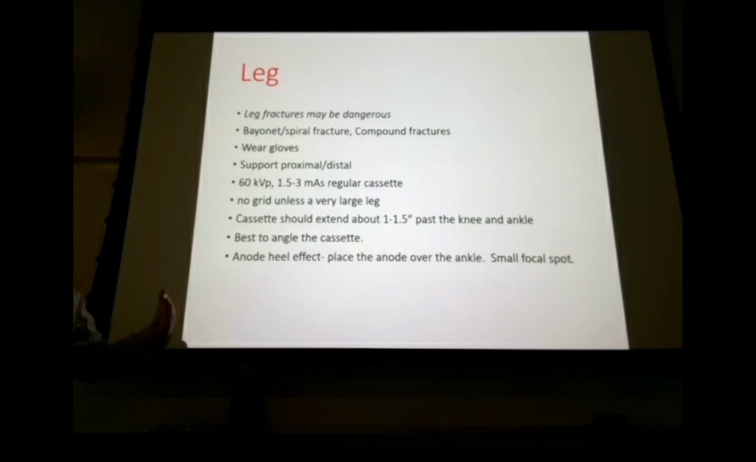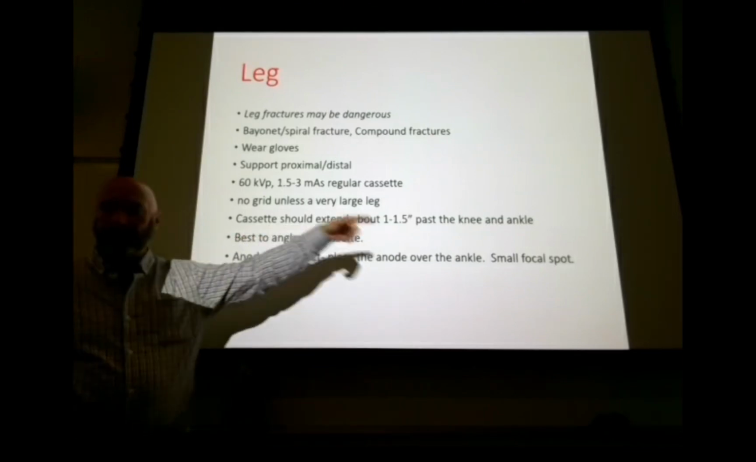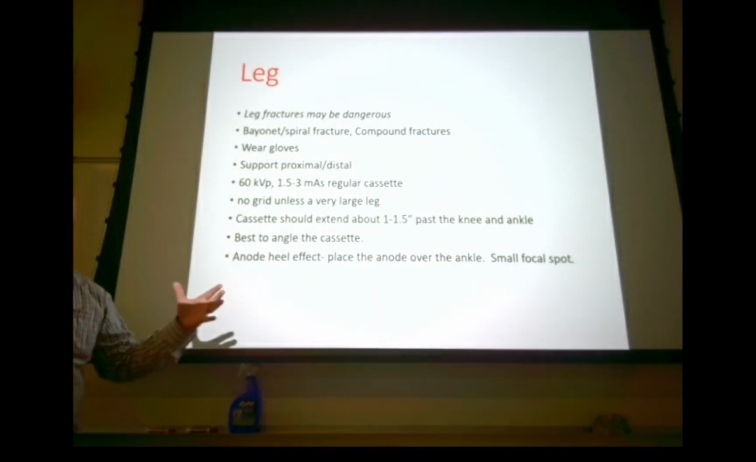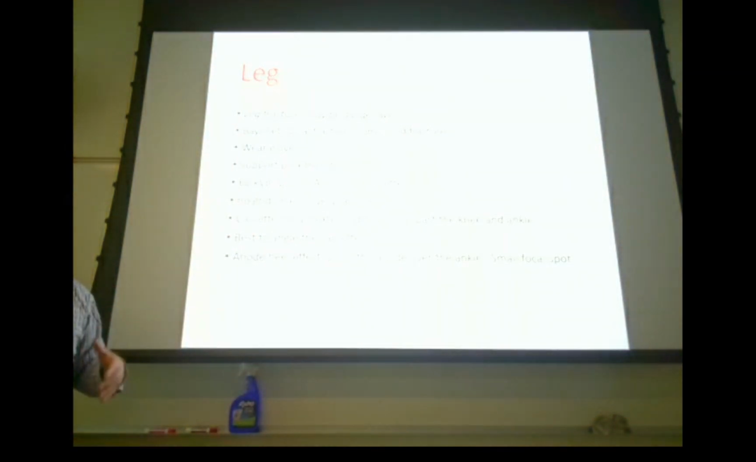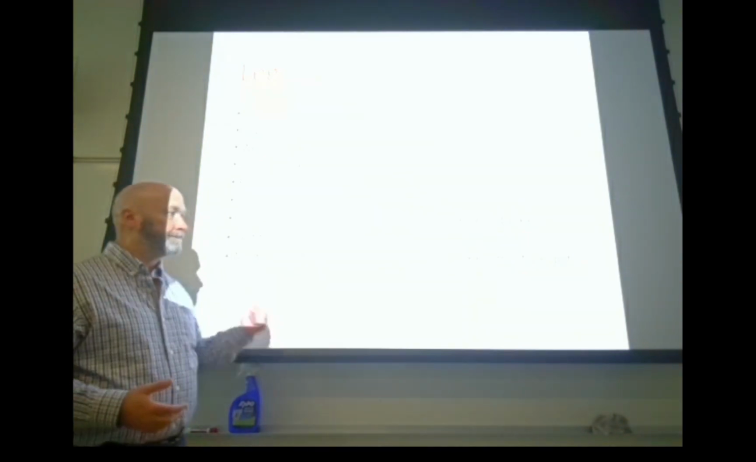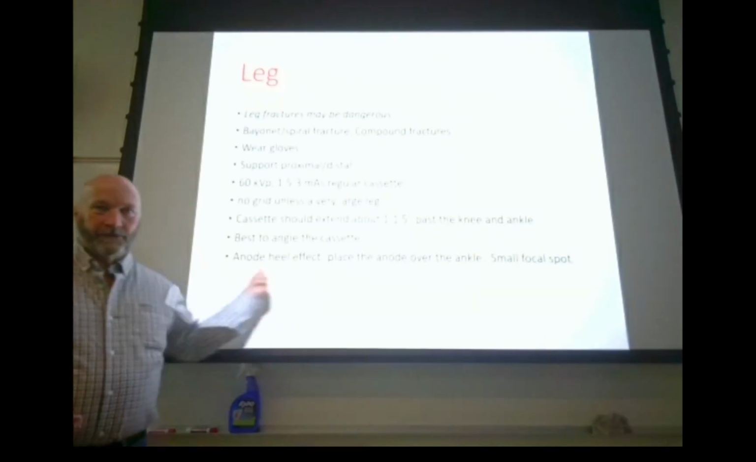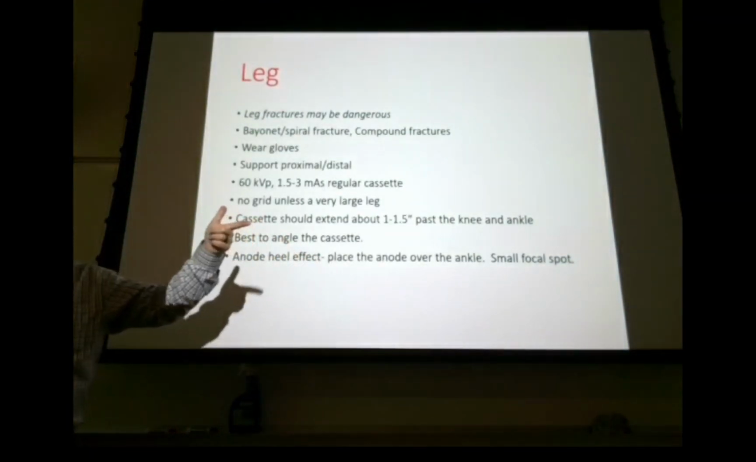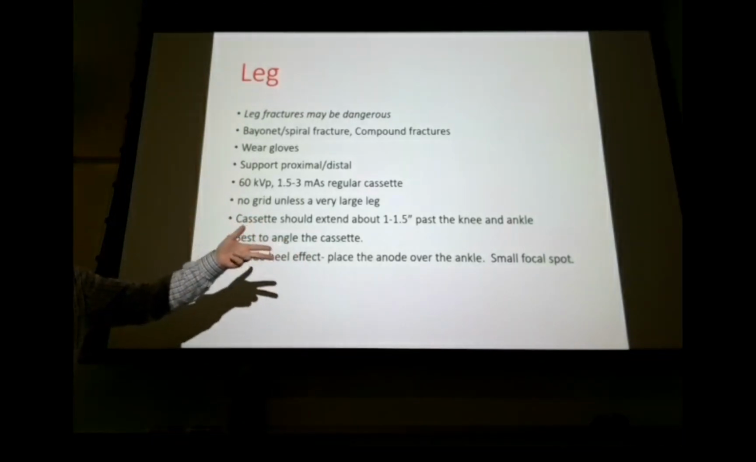Because the divergent central ray is going to project both ends away from the end of the image receptor. What you might need to do with your image receptor is turn it catty-cornered in order to make sure that you've got plenty of image receptor, right? And again, you can use the anode heel effect.